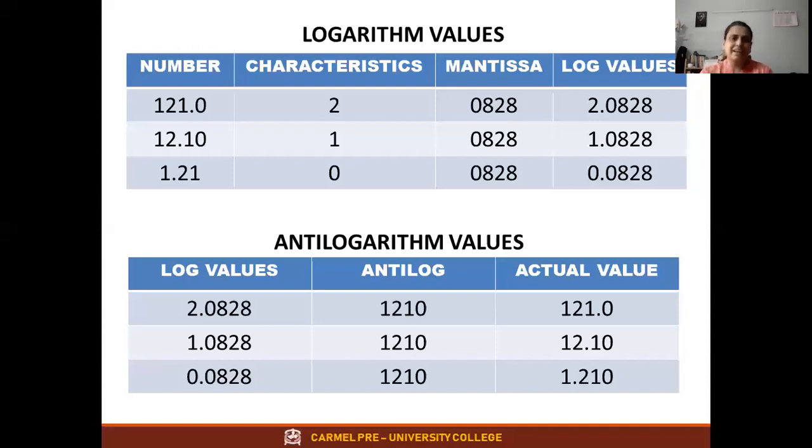Suppose you have number 10. How many digits? 2 digits. What is the characteristic? 1. If I have a number 1, how many digits? Only 1 digit. 1 minus 1 is 0. This is the characteristic. Now I have to find the mantissa.